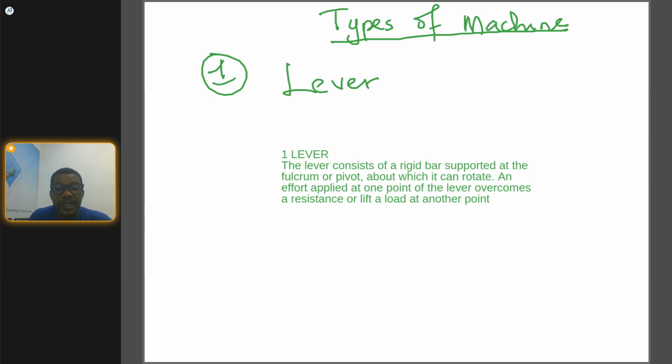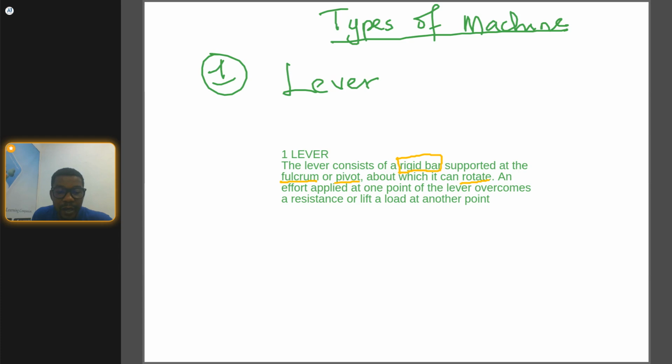A lever consists of a rigid bar. Underline the keywords: a rigid bar supported at the fulcrum or pivot, about which it can rotate. So the fulcrum or pivot enables the lever to rotate, and effort is applied at a point of the lever.